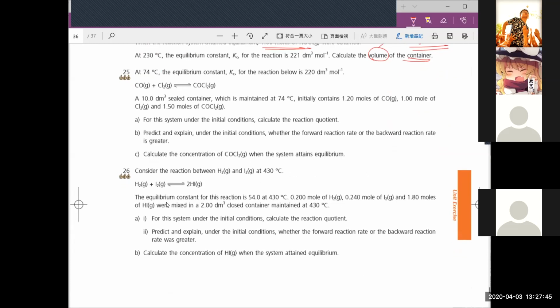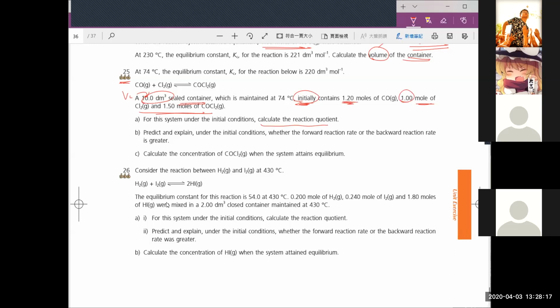Now, if not, take a look at question 25. Question 25 is a little bit more difficult. You may have CO plus chlorine gas to form COCl2. This is the volume of a sealed container, maintained at 74 degrees Celsius, containing these initial conditions. You are going to calculate the reaction quotient. So what you are going to do is to find out Qc and try to check against the Kc.